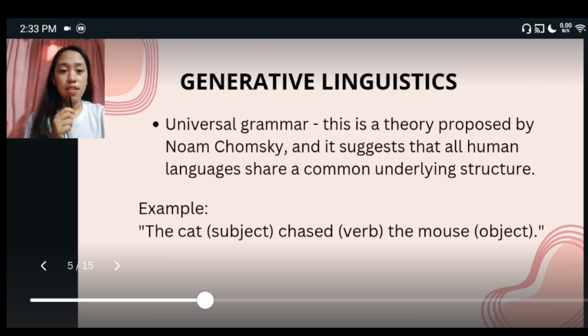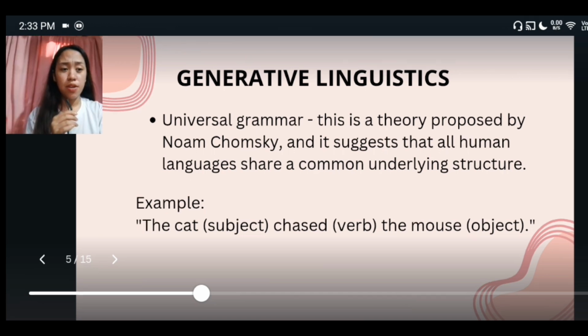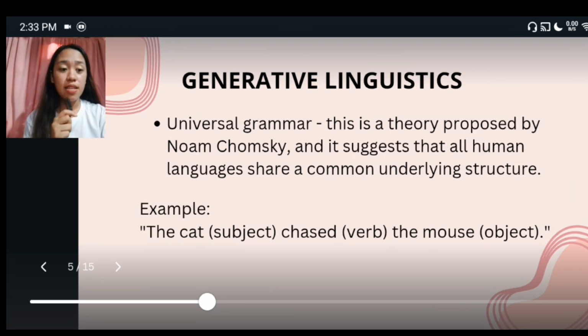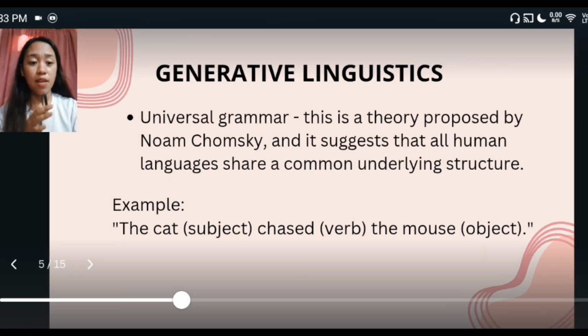Okay, next, the universal grammar is a theory proposed by Noam Chomsky, and it suggests that all human languages share a common underlying structure. According to this idea, humans are born with an innate set of grammatical rules, a kind of blueprint for language. This explains why children learn any language they're exposed to so quickly and easily, even with limited input. Universal grammar provides the foundation for understanding how sentences are structured regardless of the specific language.